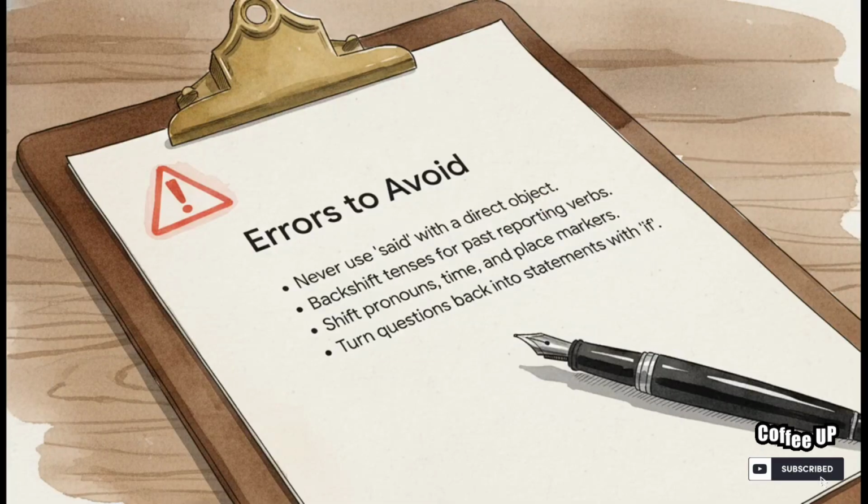We are almost done. Before we wrap up, let's do a really quick summary checklist of the absolute most common workplace errors you need to avoid. First, that dreaded mistake, using said with a direct object. Never, ever say, "he said me." It is always, "he told me." Second, remember to backshift your tenses when your reporting verb is in the past. Third, ensure you shift your pronouns, time, and place markers so your context actually makes sense. And lastly, turn those questions back into standard positive statements using if or whether.